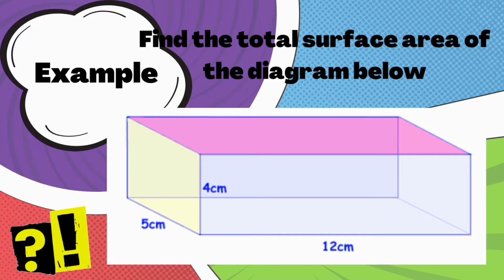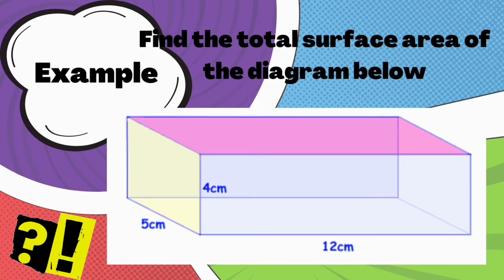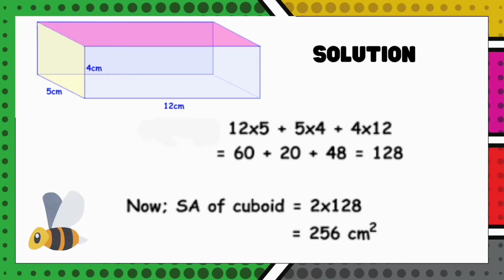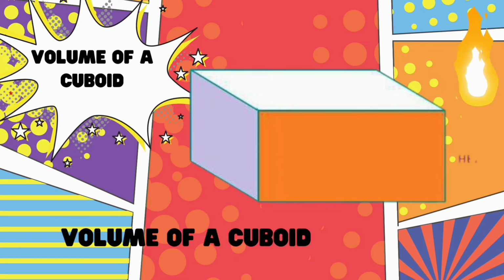So we are going to substitute the parameters given in the question into the formula for the total surface area of a cuboid. And so you are going to have 12 times 5 plus 5 times 4 plus 4 times 12, giving you 60 plus 20 plus 48, which will be equal to 128. To find the total surface area, you will multiply that answer by 2, which is 256 centimeters squared.